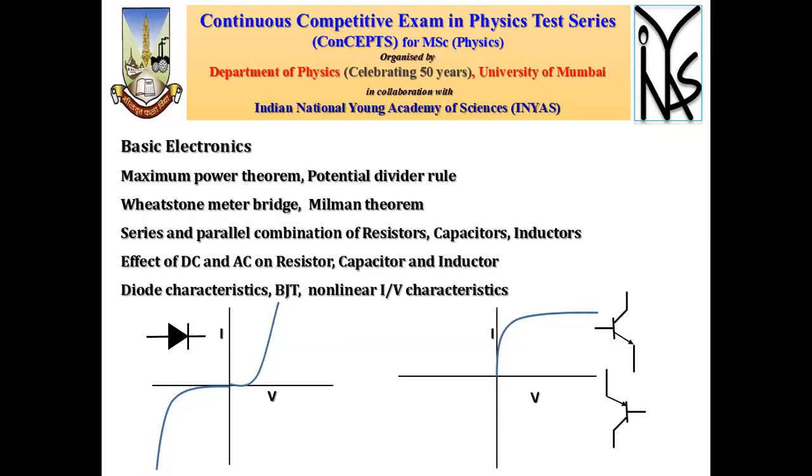Series and parallel combination of resistor, capacitor and inductor is another part where people can be tricked by the arrangement of the resistors, capacitors and inductors. So we have to do some practice on this also. Effect of DC and AC on resistor, capacitor and inductor is an additional part. We have to understand the DC response and the AC response of the resistor.